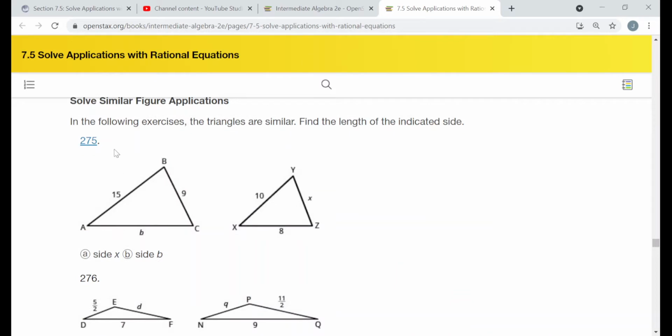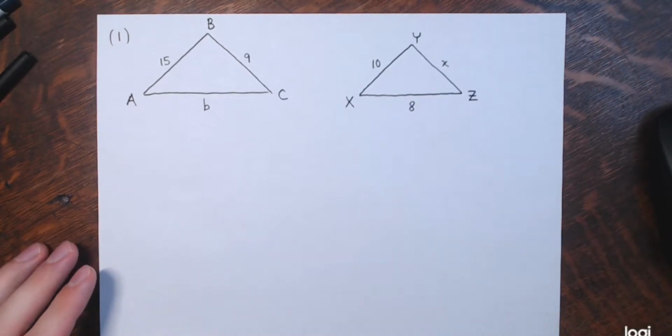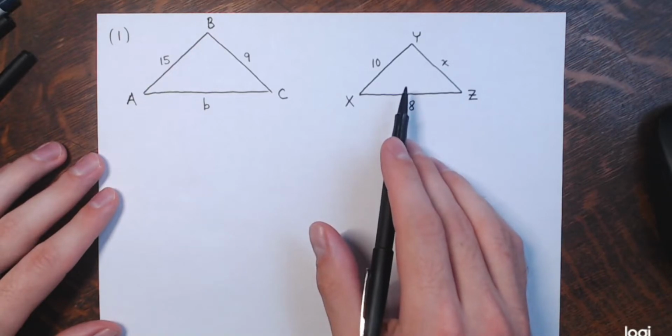Alright. So I'm just going to start with this first one. Now in the first several exercises, we are told the triangles are similar, and I'll talk about what it means for two figures to be similar. And knowing that they are similar, we're then asked to find the length of the indicated side. Alright, so exercise 275, example 1. I did my best to draw the pictures by hand. And again, we are told that these triangles are similar.